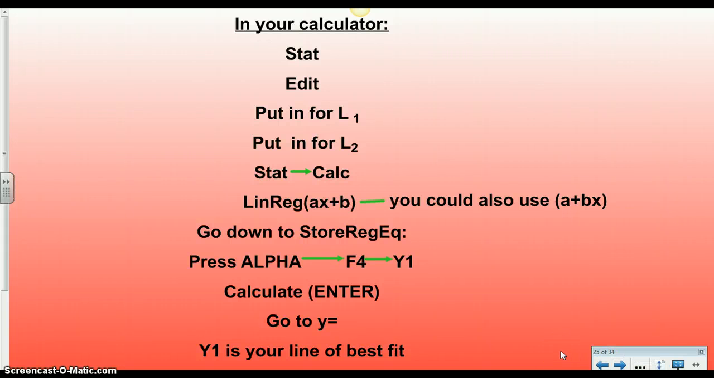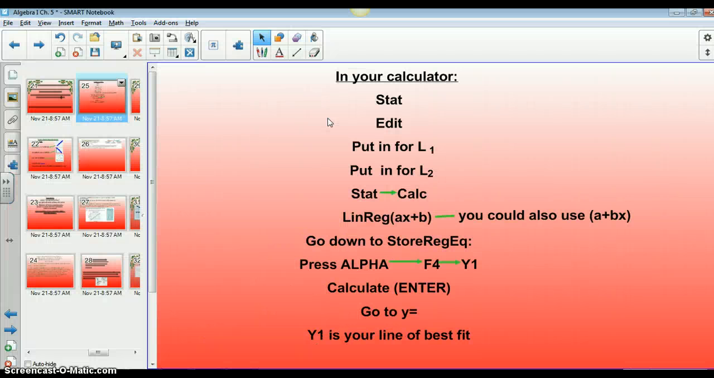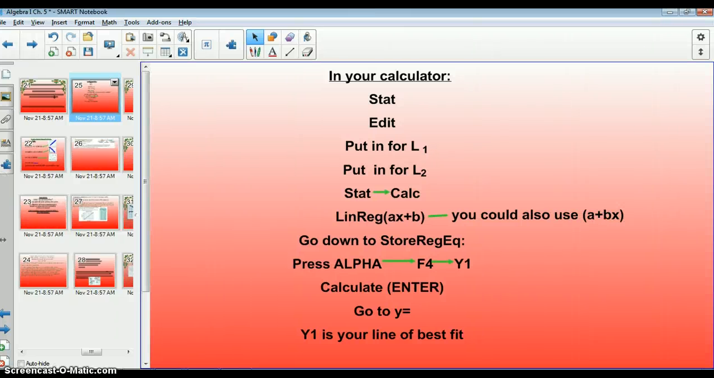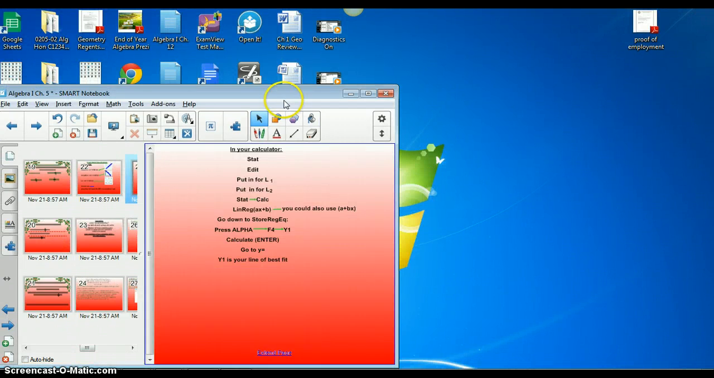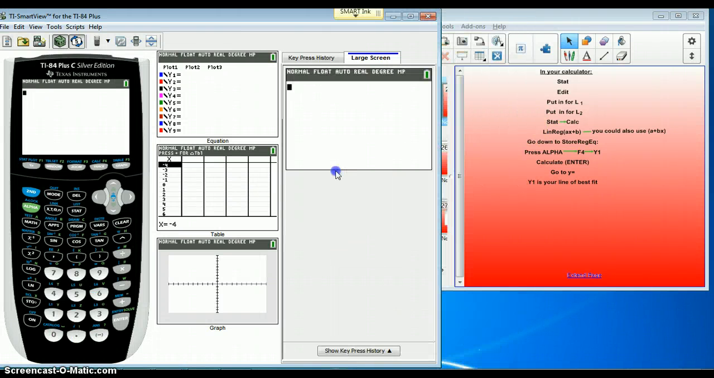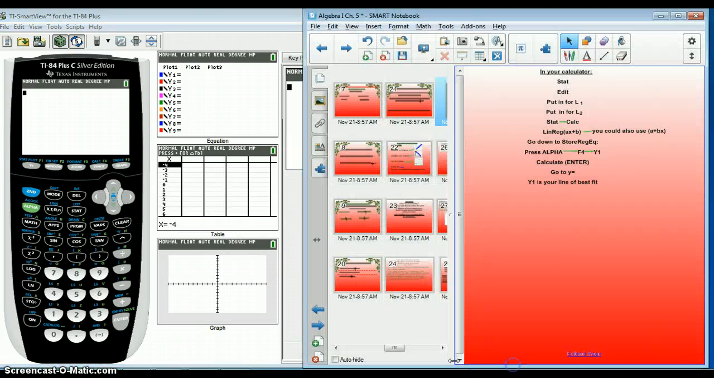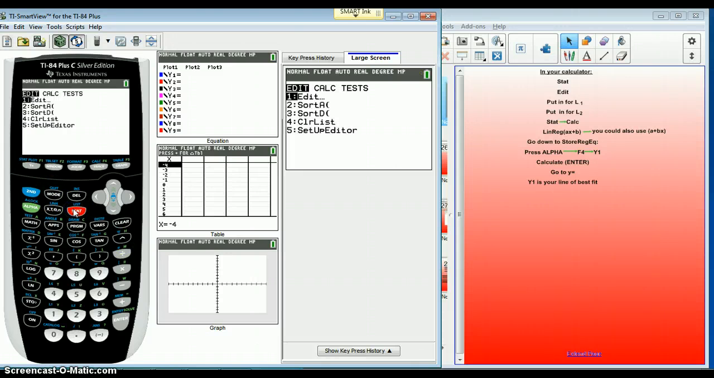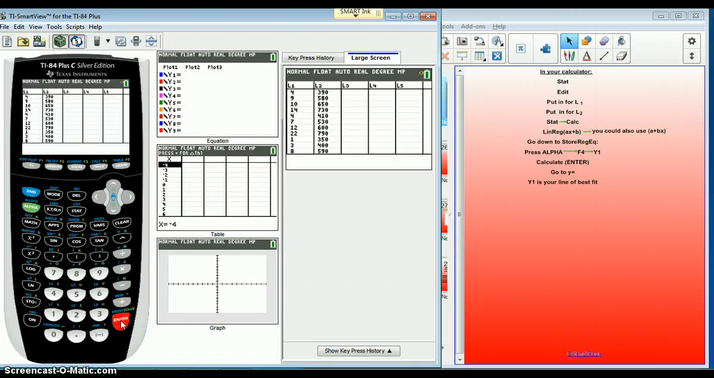So this is what we were talking about in class: how to enter data in your calculator. We're going to do this for the example that we started in class. So I need my calculator, and you should take out your calculator as well. You are not supposed to touch anything else on the calculator. When you press stat and press enter on edit, you should still have these numbers in your calculator.